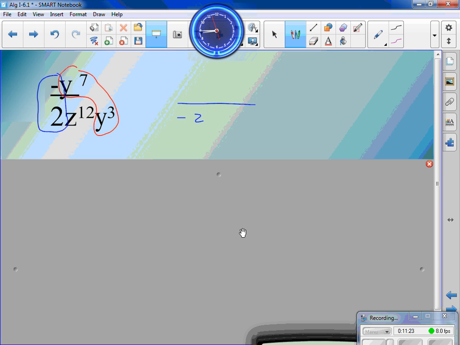Where are there more y's? On the top. How many more on the top? 4. There's 7 on the top, 3 on the bottom, so there's 4 more on the top. Y to the 4th. Now I'm left with this z. Are there any other z's in this problem? So it stays where it was. And that is your answer.